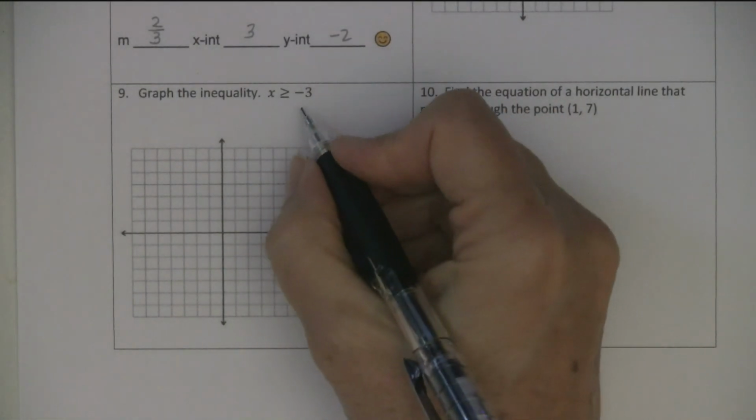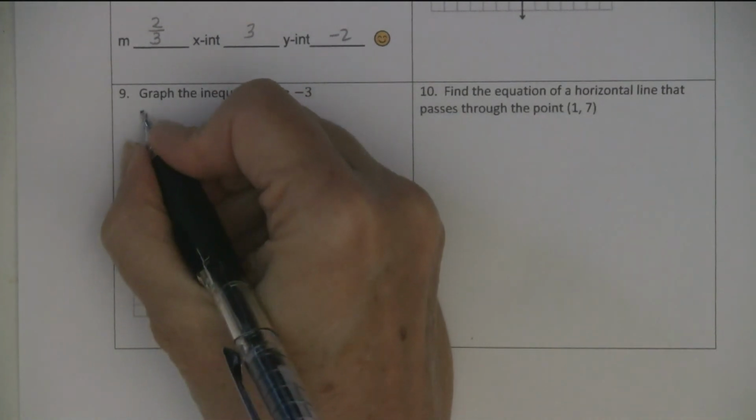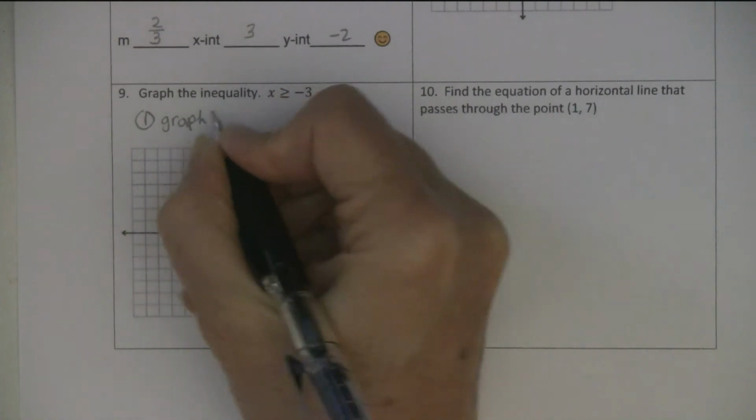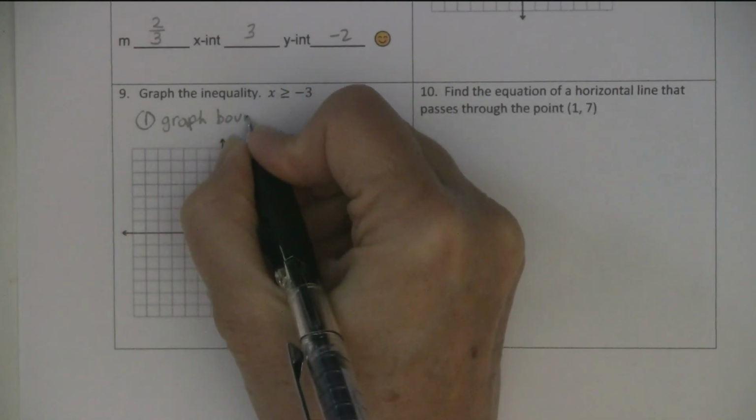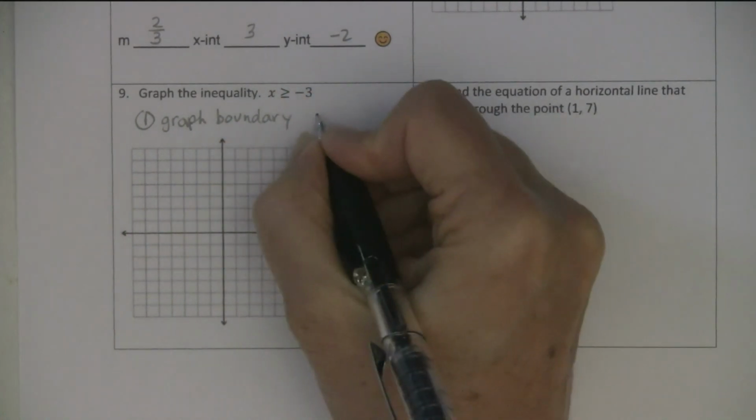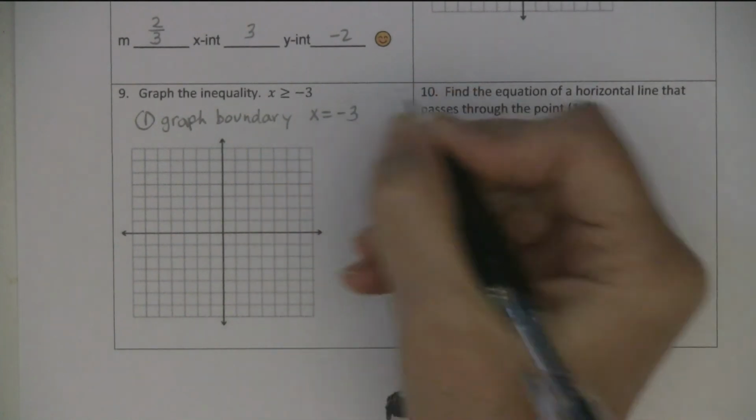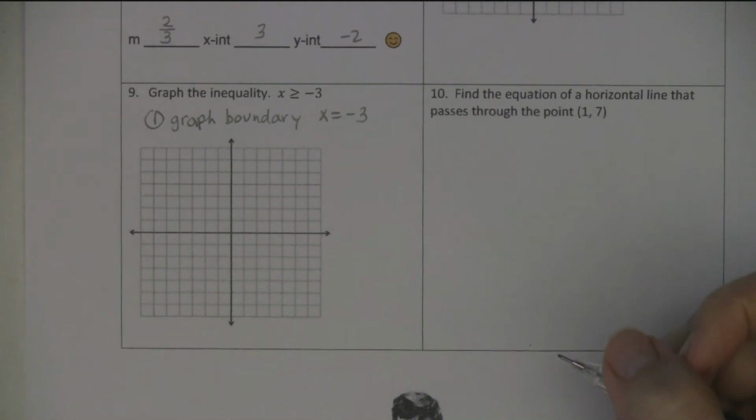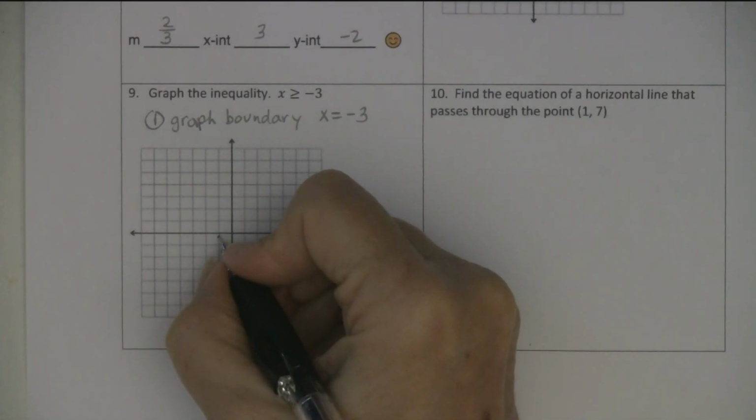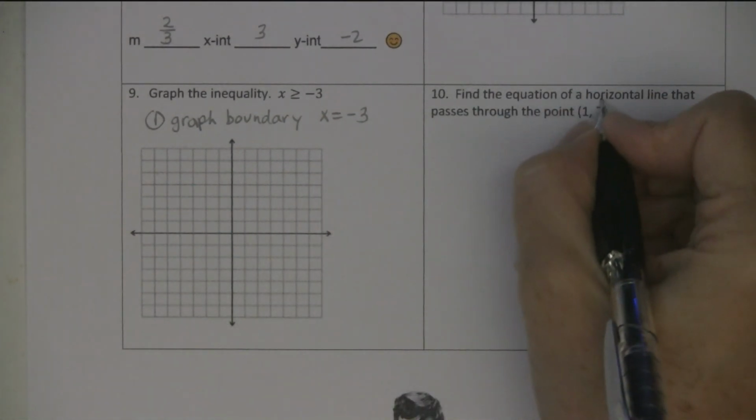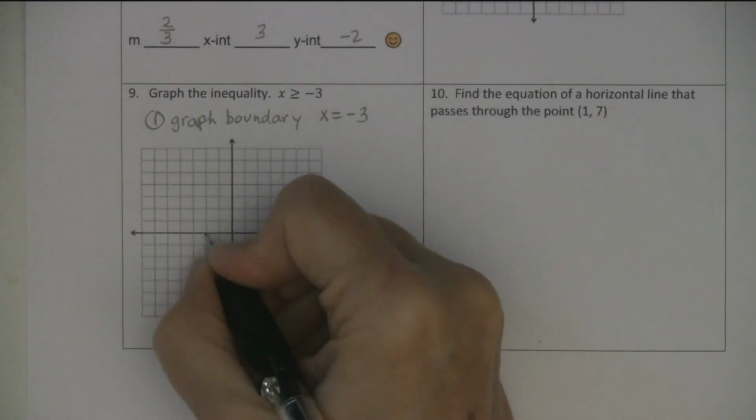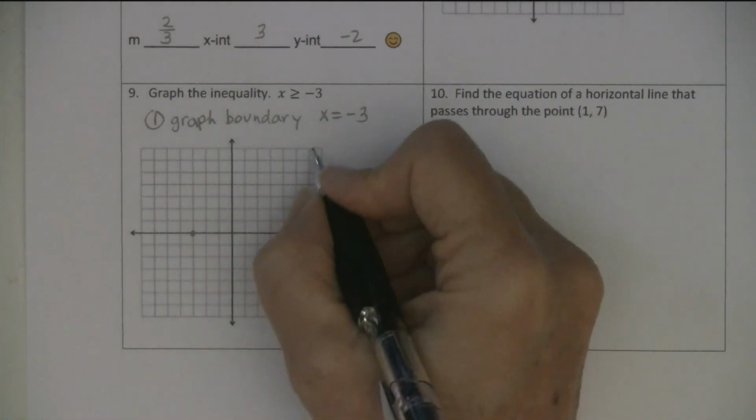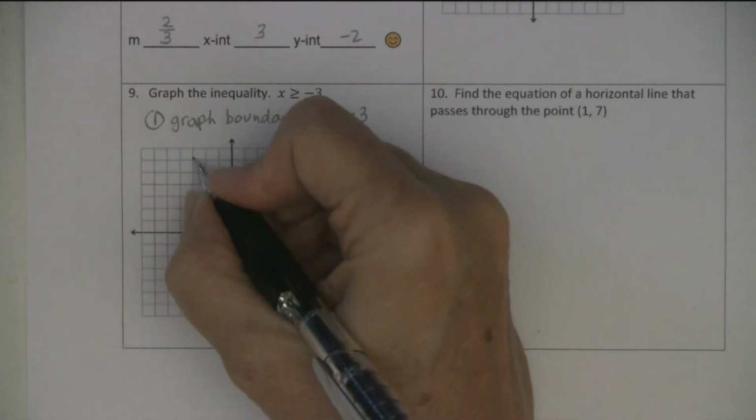So it's asking me to graph the inequality here. The first step is to graph the boundary. And the boundary happens at equals, x equals negative 3. And I can't believe I don't have any horizontal lines, because here's another vertical line, right? So maybe there's a horizontal line over there, hopefully. 1, 2, 3, right? Here's negative 3. And I'm going to draw this. It's a vertical line through -3.